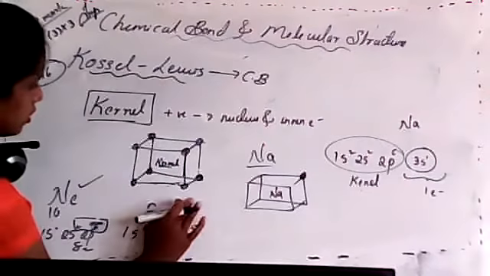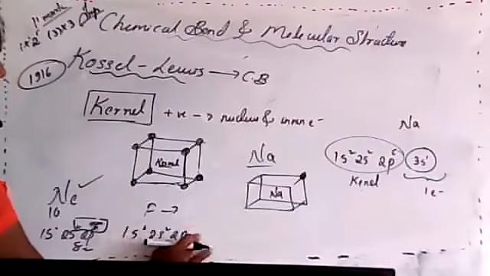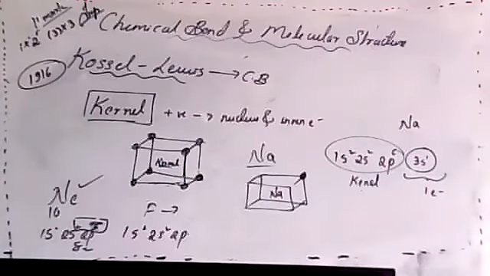What will be the electronic configuration for fluorine? Electronic configuration for fluorine, after carbon. It has 7 valence electrons: 1, 2, 3, 4, 5, 6, 7. This is nothing but fluorine.